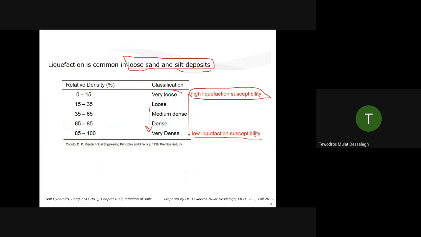It's already dense, so it doesn't really collapse to densify more. It's already in a dense state. So even if you shake it, it's already dense, right? So it doesn't compress further and pressurize the water. If it is loose, as soon as you shake it, what happens? It compresses and pressurizes the water. So that's why the looser the soil, the higher the susceptibility for liquefaction. That's what this table is showing you.